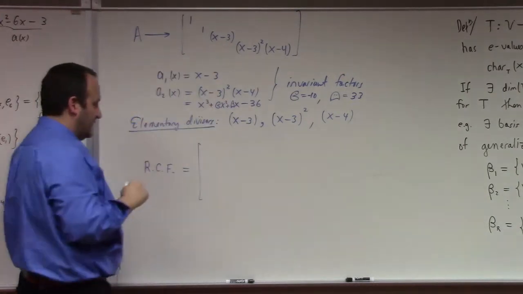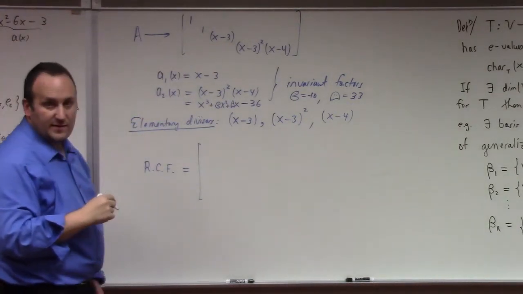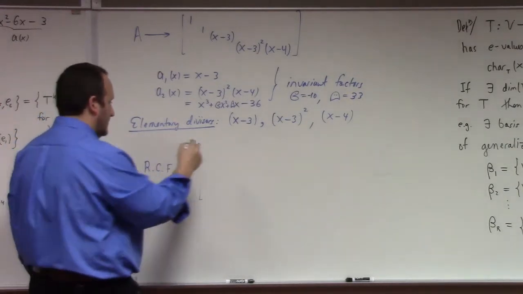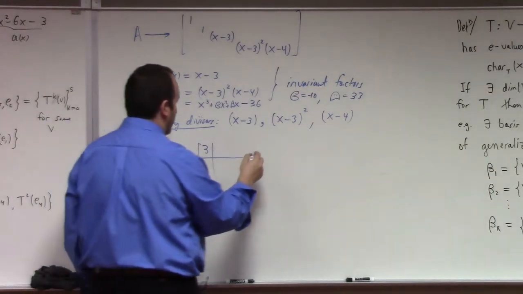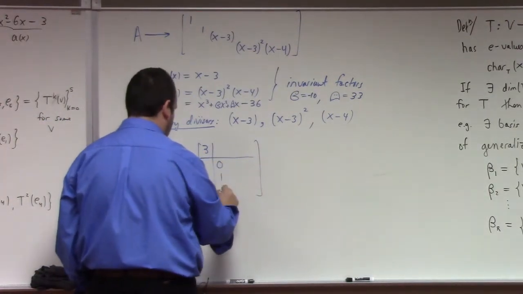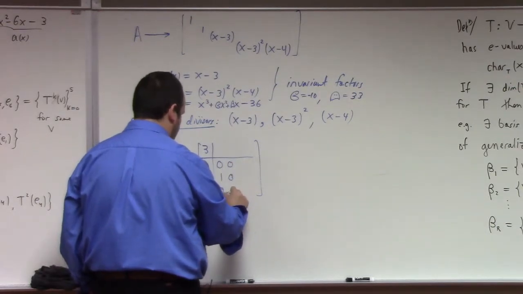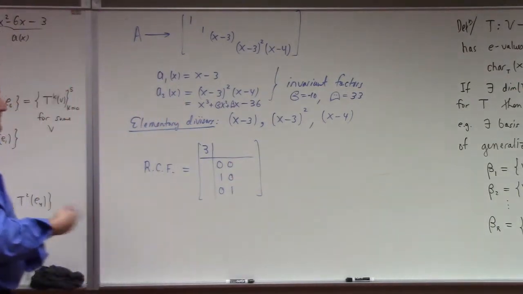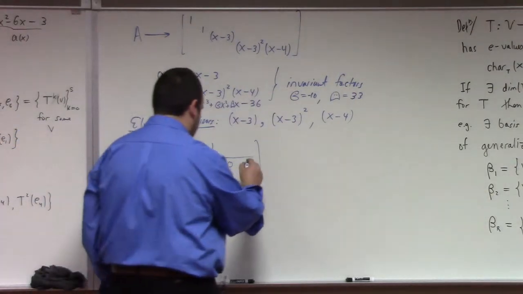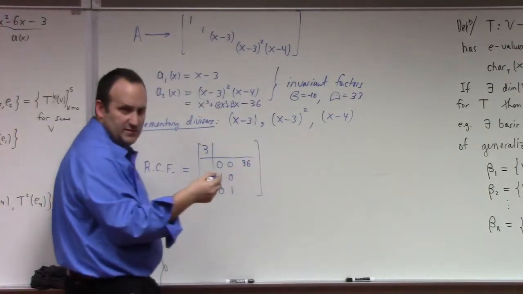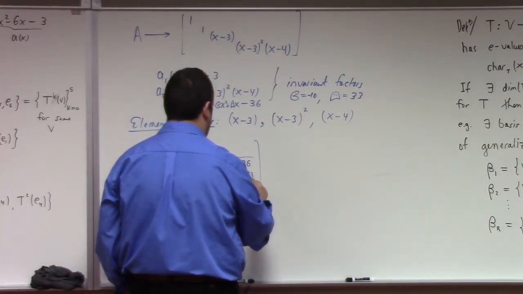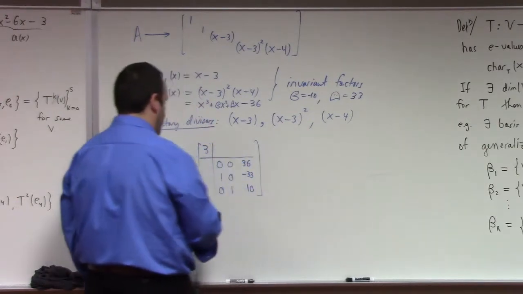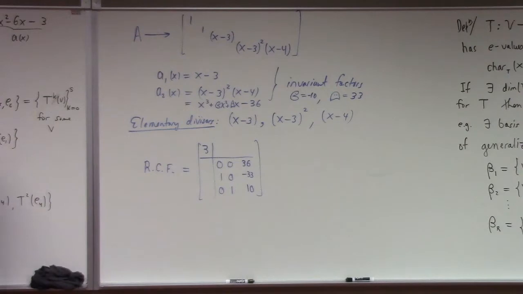Well, the companion matrix for x minus 3 is just 3. So that gives you a 3. What's the companion matrix for the other one? Well, it's 0, 1, 0, 0, 0, 1. And then what do we do? It's the constant one first, right? 36, and then minus 33, and then 10. That's the rational canonical form if that's what the Smith normal form reduces to, okay?